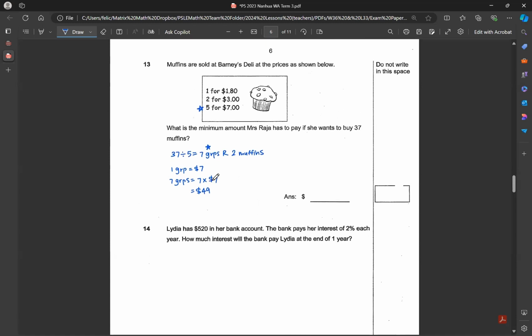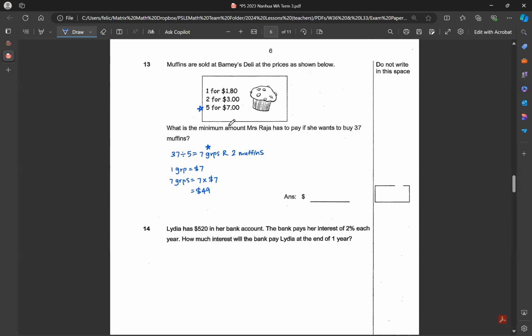Okay, but don't forget, she has to buy those 2 muffins also, because if she buys 7 groups, 7 groups of this is only 35 muffins. Because 7 times 5, that's only 35 muffins. All right, she wants to buy 37, so your remainder of 2 muffins, she has to buy it. No choice, she must buy, because she needs 37.